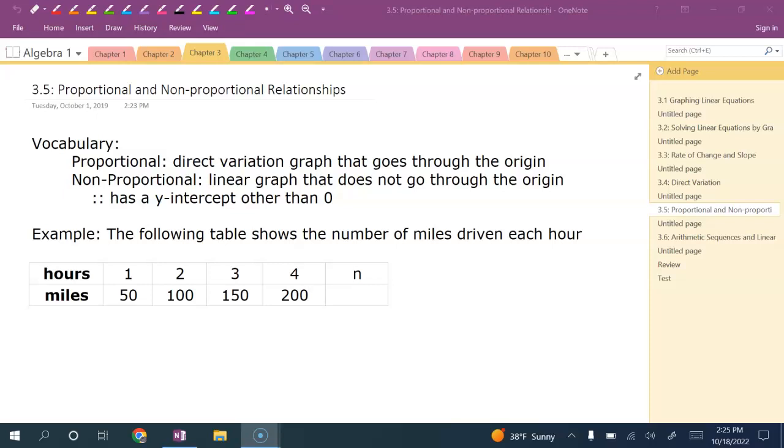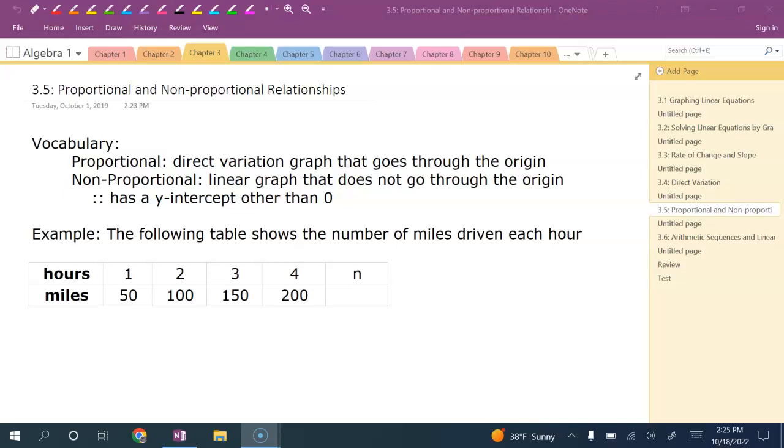Chapter 3, Section 5 is about proportional and non-proportional relationships. So in this section, we're going to continue to talk about finding slope, being able to see what the relationship between the x and the y values would be on a graph. But we're going to discuss the difference between what makes a graph considered proportional versus non-proportional.